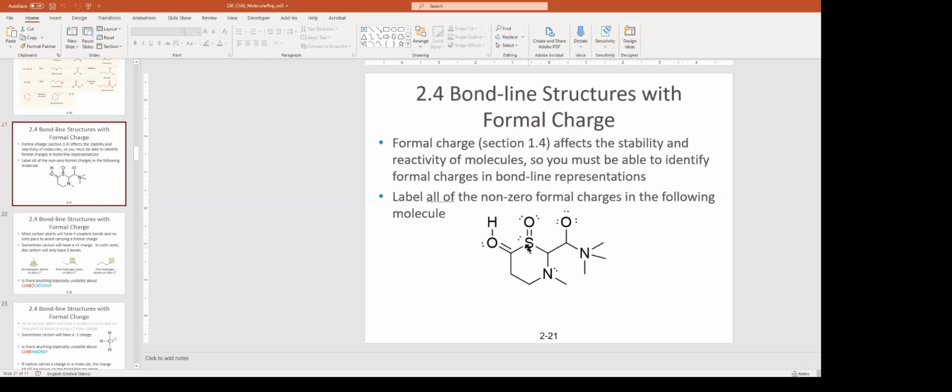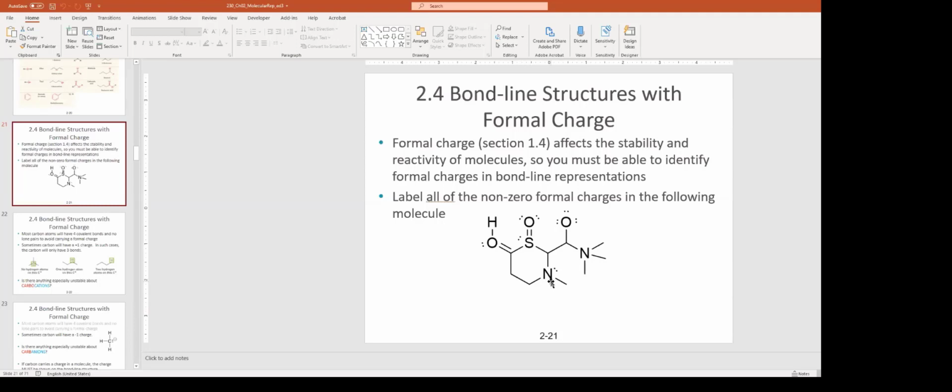Sulfur is in group 6A, so it has a valence of 6. So what is its formal charge here? It would be 6 minus the number of bonds, which is 4, minus 2 for the 2 electrons. So its formal charge is 0. So we don't need to write anything, okay?